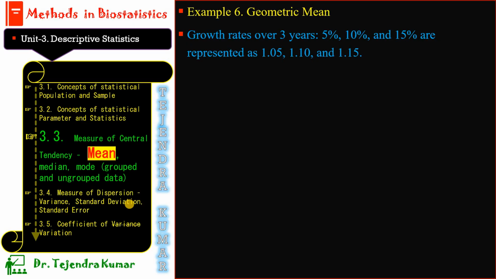Next example is from geometric mean. As we discussed, geometric mean is generally using for the rates, likewise growth rates or etc. So growth rate over 3 years is 5%, 10% and 15% are represented as 1.05, 1.10 and 1.15. This is a factor value. So geometric mean is product of xi and its power goes to 1 by n for whole value.